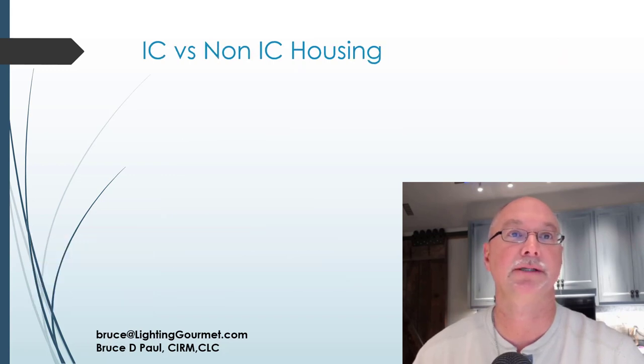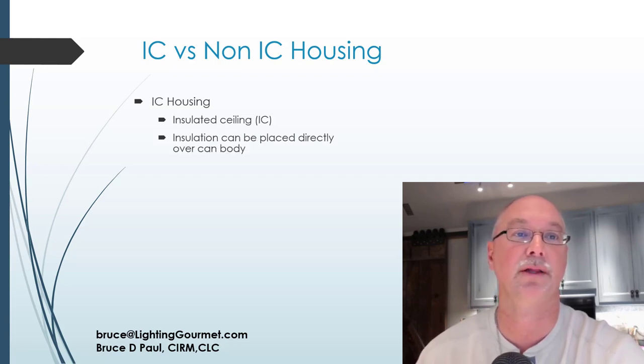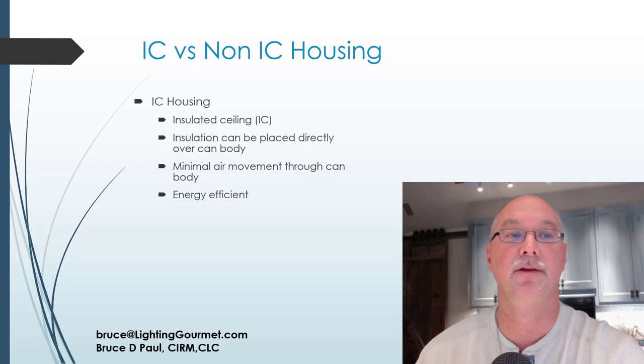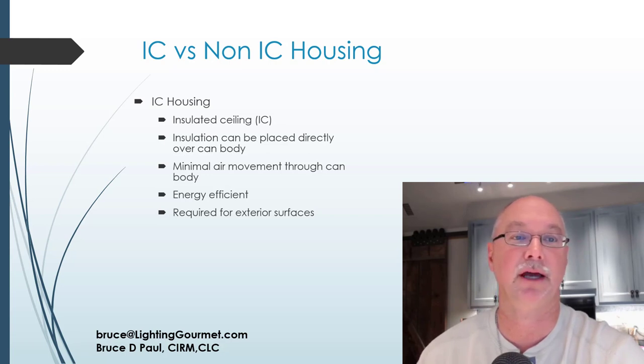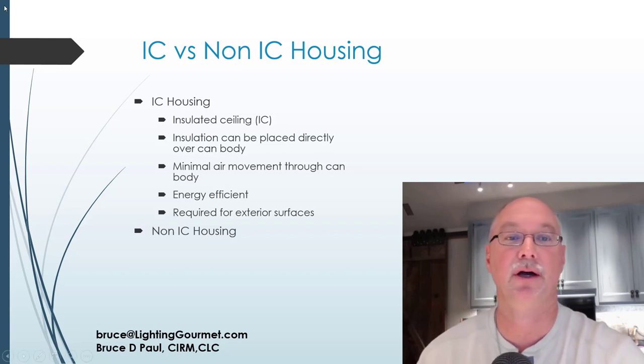IC versus non-IC, this is a pretty easy topic. IC housing means insulated ceiling. That means that insulation can go right on top of the can body and it will work correctly. Minimal air movement through the can. It is an energy efficient aspect, and that is really important. It's required, has been for many years on exterior walls. So if you have an attic above that room, it would need to be an IC type housing. It makes sense. You always want to use them. They don't cost more. It just makes sense.